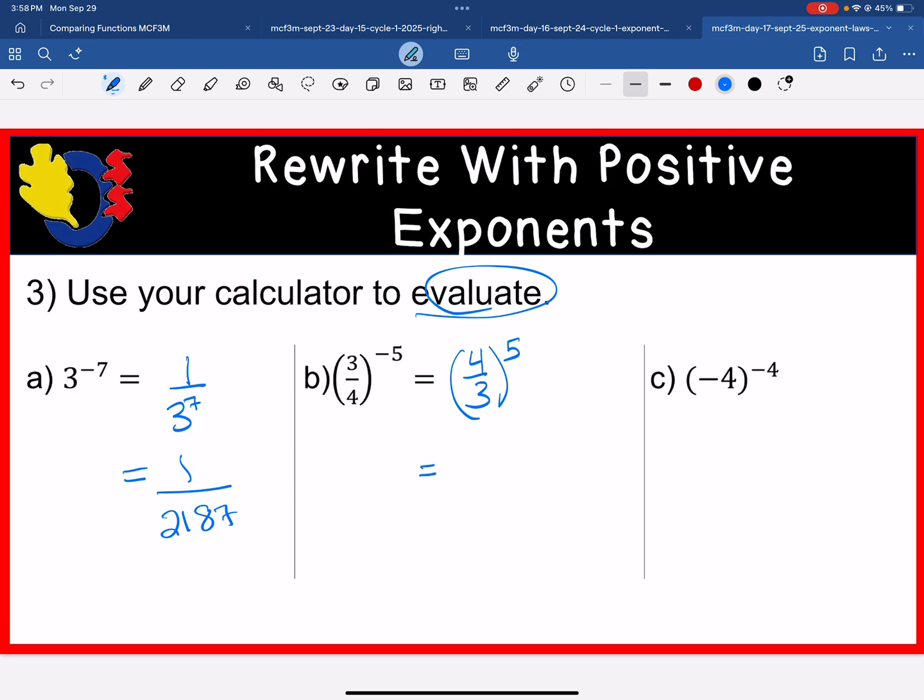So that's the same as 4 to the exponent 5, which is 1,024, over 3 to the exponent 5, which is 243. Okay, then the next one, 1 over negative 4 to the exponent 4, which is 1 over 256. Okay, that's it for today.